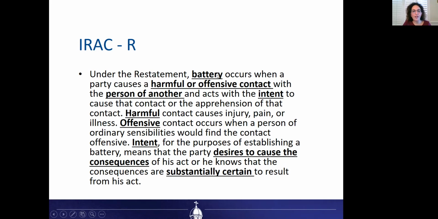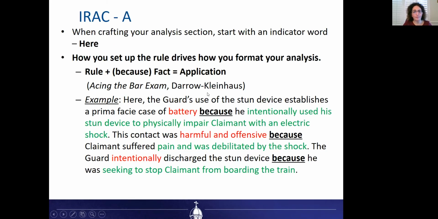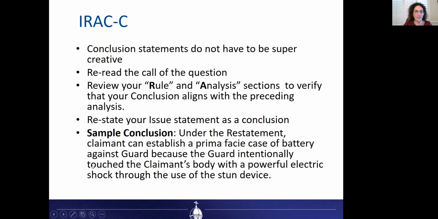So they say under the restatement, battery occurs, and they identify harmful or offensive contact with the person of another and with intent. And then they go through and they give a little bit more information. Okay, what is harmful contact? What is offensive contact? What is intent? Now, once they've done that, you really, in the A section where you analyze, you go into the most detail based on the issue that you've been asked to analyze. And so here they go into, well, it's a prima facie case of battery because, and remember, some of these facts regarding the person's intention, regarding the physical impairment and the pain, those were highlighted in the issue statement.